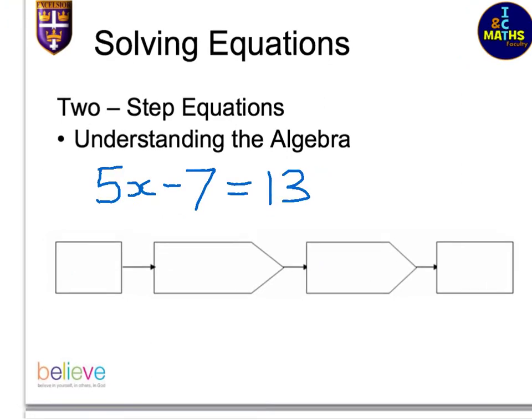So here's another example of this algebra that we need to interpret. If you look at this one, we've got the variable x still, and we've got two operations. So we start with x, two things happen, and we end up with the number 13. So what things happen? Well, we have a multiply by 5 and a subtract 7.